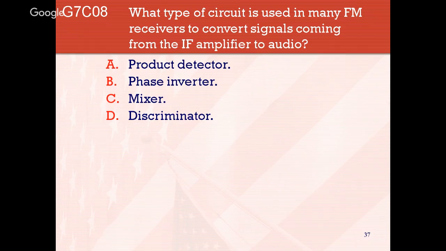What type of circuit is used in many FM receivers to convert signals coming from the IF amplifier to the audio? We're talking specifically of FM right now. And what it has to do is pick out the signal properly. So it uses a circuit called a discriminator.